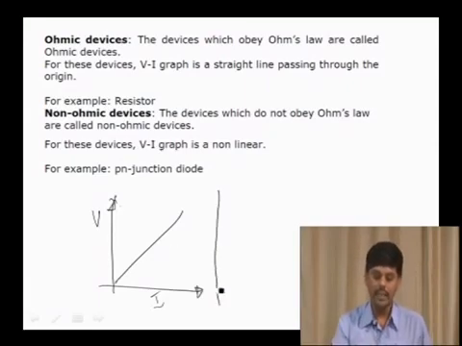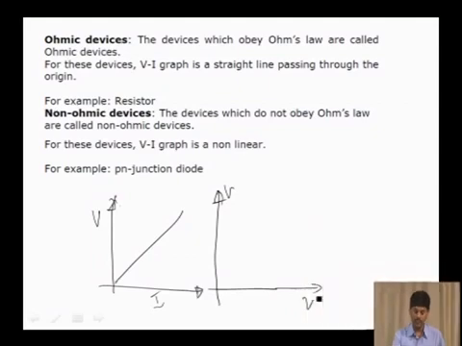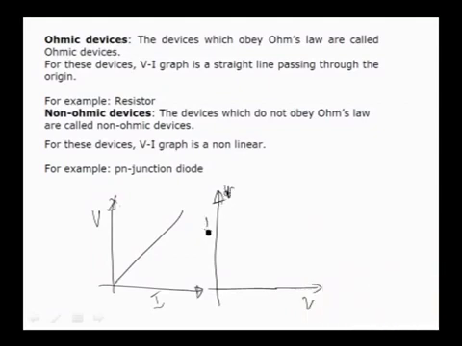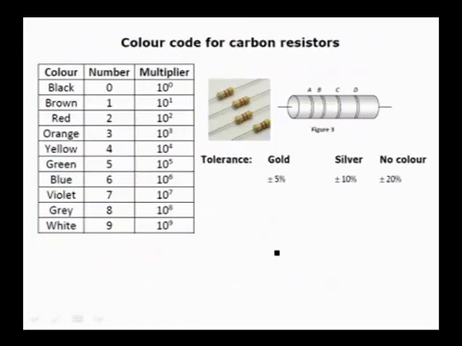Some devices like the PN junction diode, where you can take this as the current and this as the voltage, we get a curve like this, a non-linear curve. Such devices we refer to as non-ohmic devices.